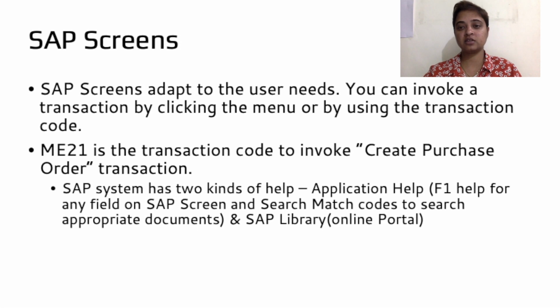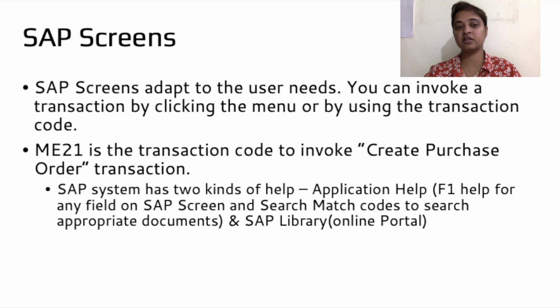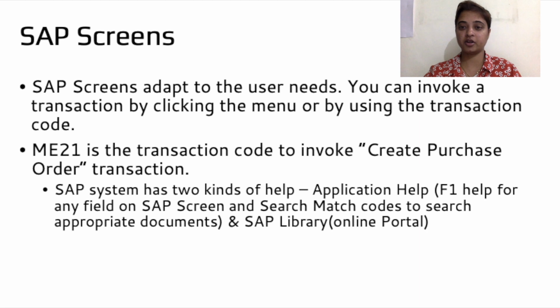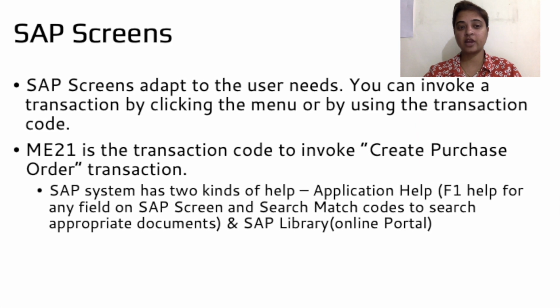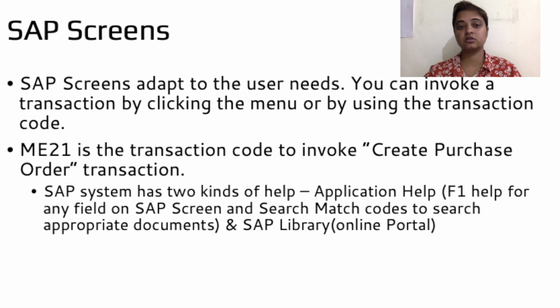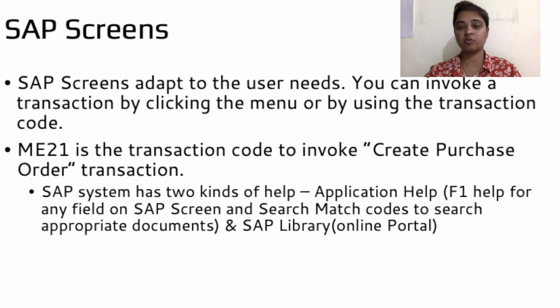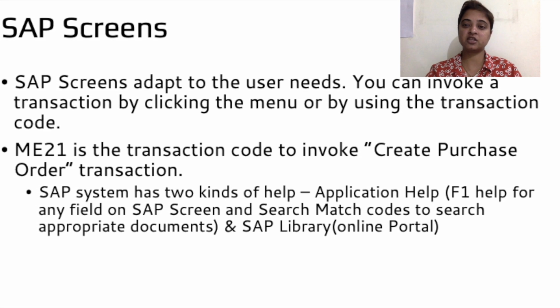SAP system also has two types of help, that is the application help and the system SAP library. SAP help is accessed through F1 for any fields on the SAP screen, and match codes, search match codes to search appropriate documents. And then there's SAP library, which is an online portal.